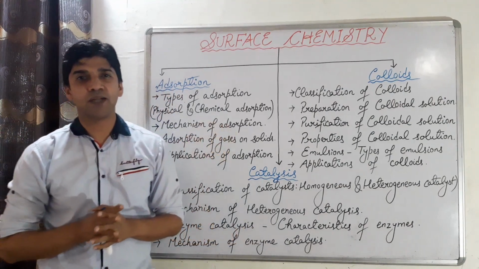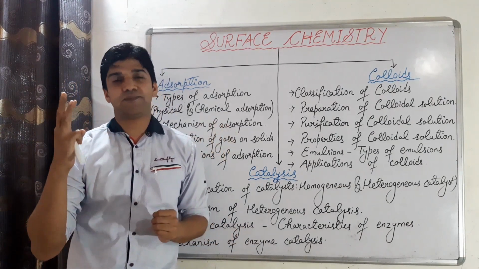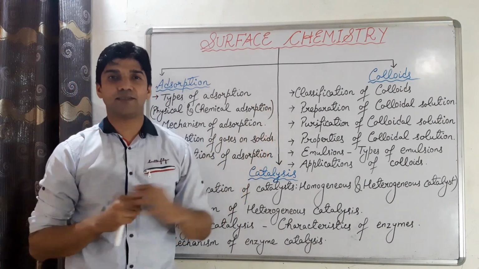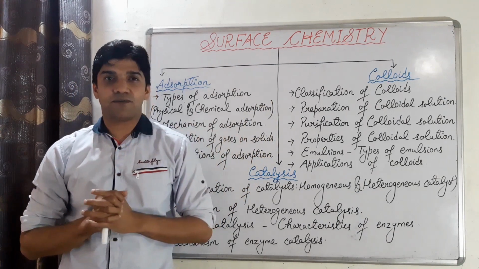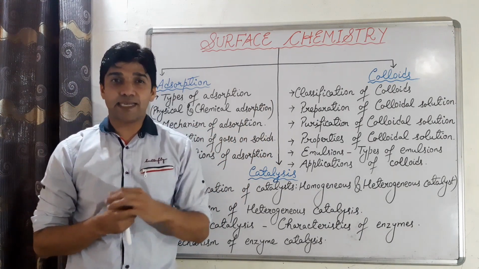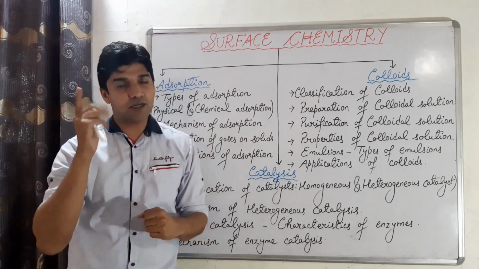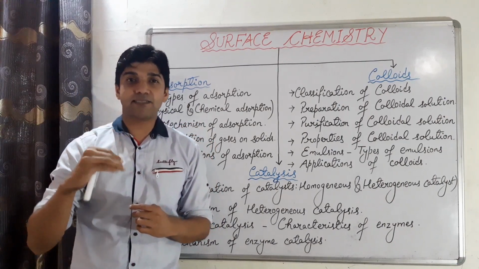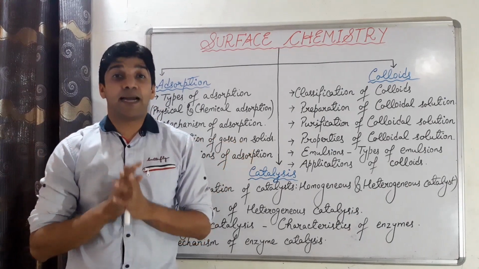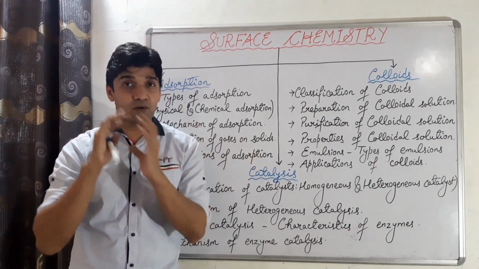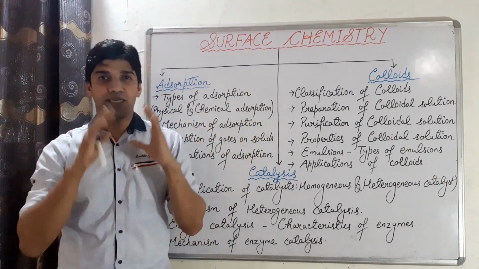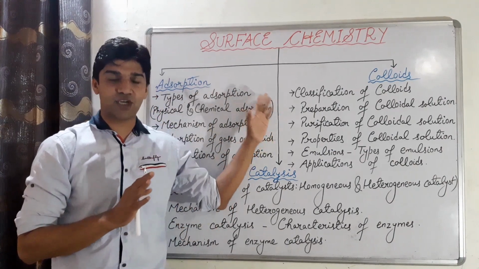Colloids क्या होते हैं? We know that solutions are of three types: true solution, suspension, and colloids. And these are the classification of solutions based upon the particle size. If the particle size is less than 1 nanometer, it is called true solution. If the particle size is more than 1000 nanometer, it is called suspension. And if the particle size is in between 1 to 1000 nanometer, then it is called colloid. So we'll discuss thoroughly about colloids in this chapter.